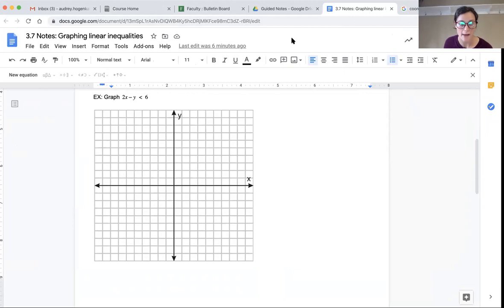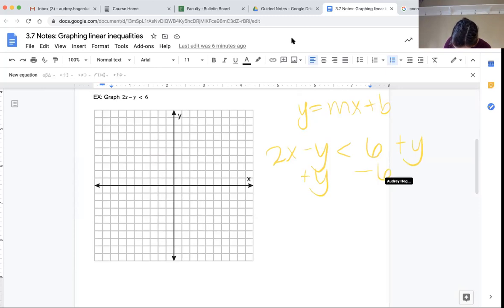First thing I want to do is graph 2x minus y is less than 6 as a line. In order to do that, I'm going to pretend that my inequality is an equal sign so that I can put my equation into slope-intercept form, find the slope, find the intercept, and then graph the line. So I have 2x minus y is less than 6. Again, I want y on one side, so I'm going to add y to the other side and subtract 6. Then I get 2x minus 6 is less than y.